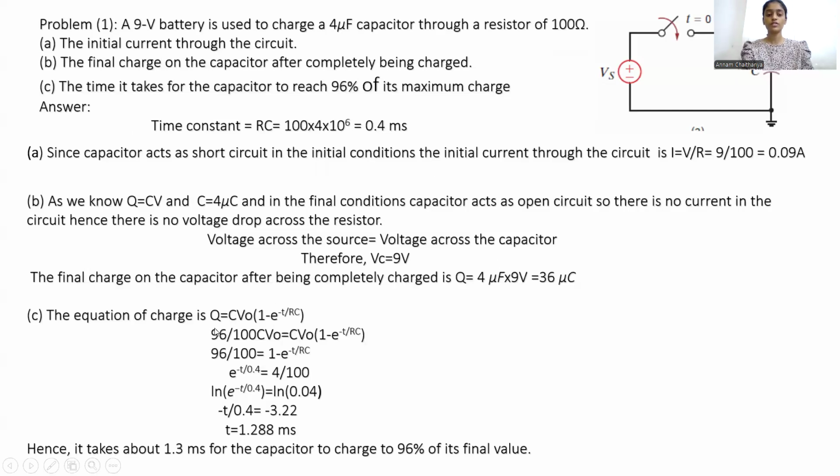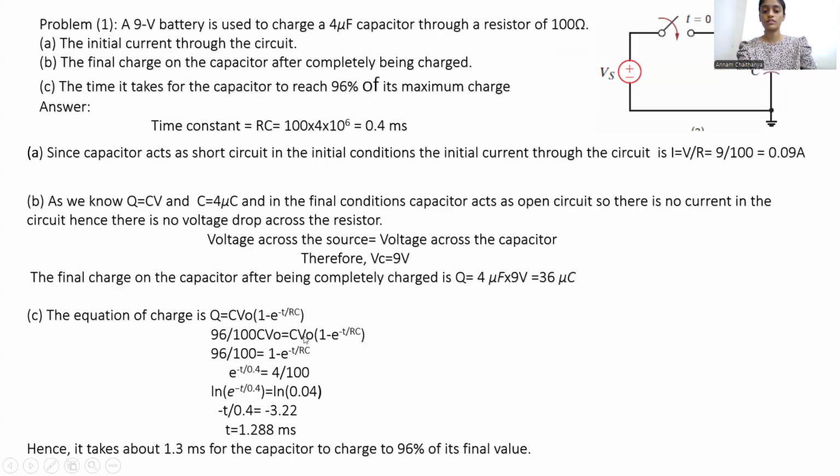The equation of the charge is Q equals CV naught into 1 minus e to the power minus t by RC. And the maximum charge is 36, which is C into V, or we can even write it as C into V naught. They have asked for the time it takes to reach 96%. So 96 by 100 of CV naught equals CV naught into the equation of the charge in the circuit. And this is a charging RC circuit, as we know.